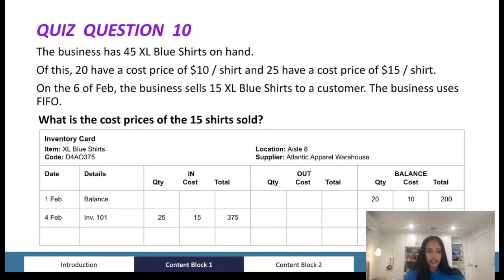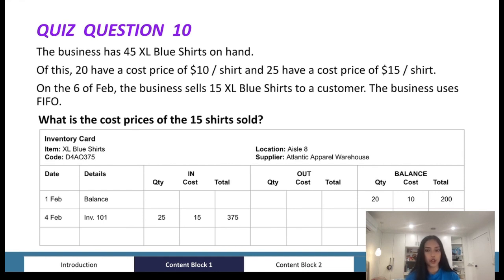Okay, this is our last quiz question, so I'll give you a few minutes because it's a bit of a big one. So, the business has shirts on hand at different cost prices. 20 of the shirts have a cost price of $10 per shirt, and 25 of the shirts have a cost price of $15 per shirt. The business then sells 15 of the shirts. Using the first in, first out assumption, what is the cost price of the 15 shirts sold? So I'm going to give you 4 minutes time just to answer this question.